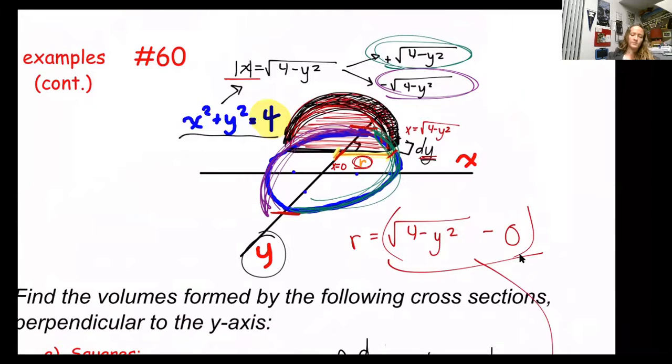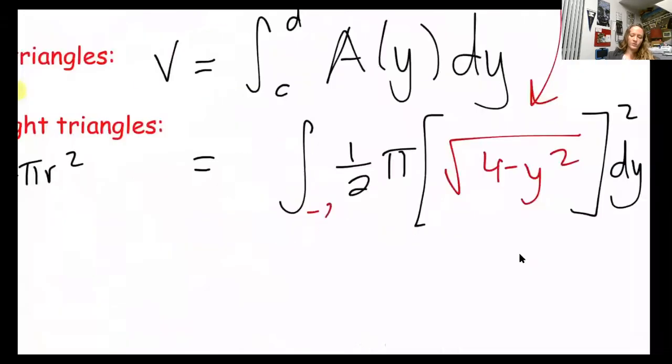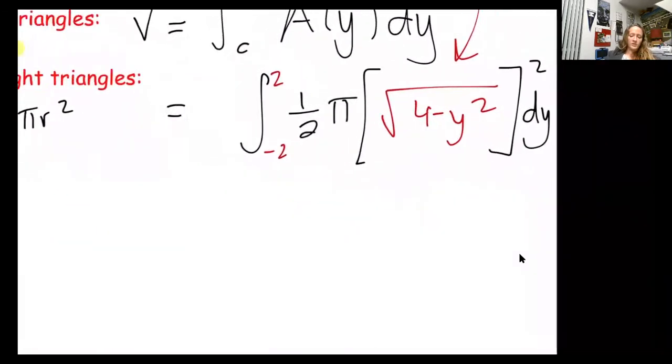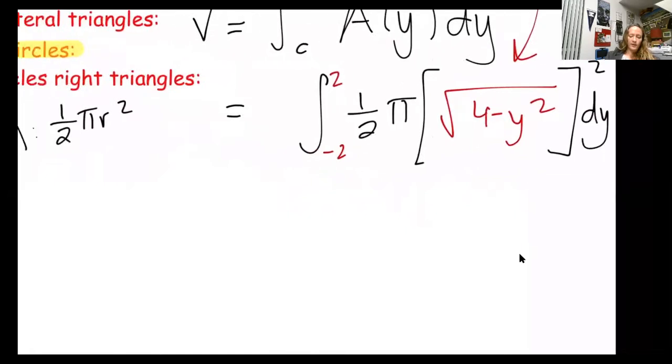Well, the circle is up 2 and down 2. If it's up 2 and down 2, if it's right 2 and left 2, I know my bounds. My bounds are y equals -2 to +2, based on the size of the circle. And now at this point, if I was to solve this by hand, just because this one is a little bit easier, I would pull out that 1/2 pi just because those are constants.